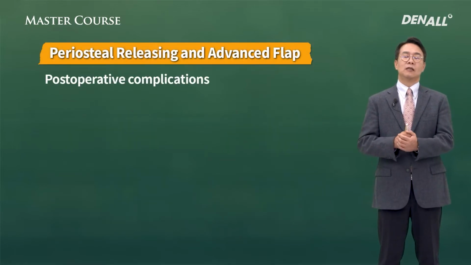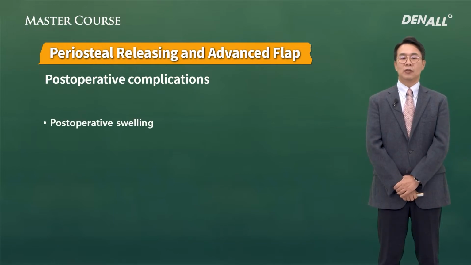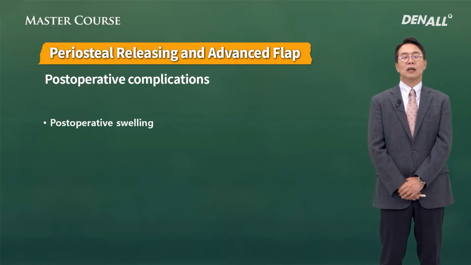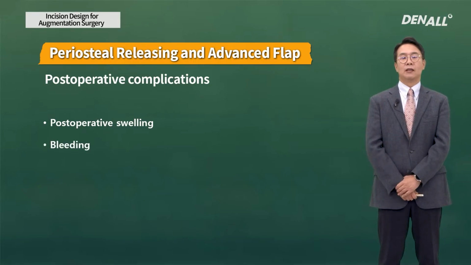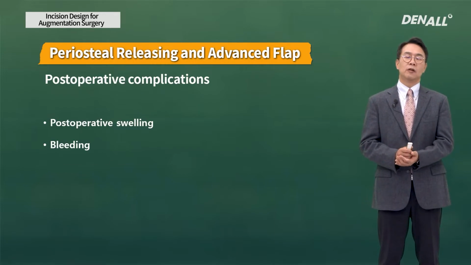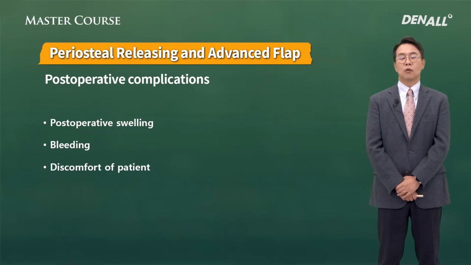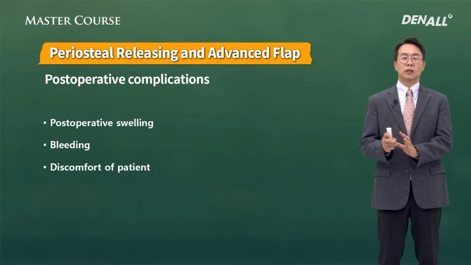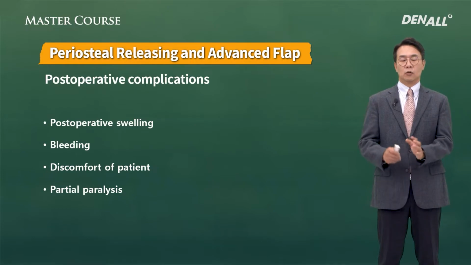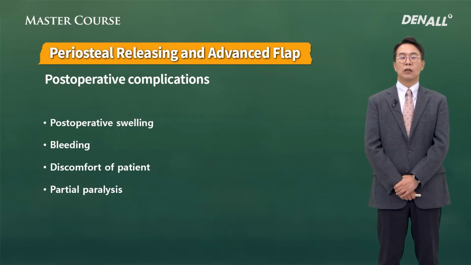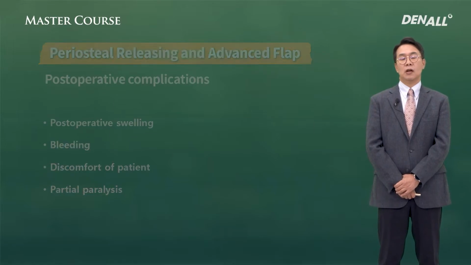The biggest disadvantage of periosteal releasing incision is post-op swelling. As I said before, it causes bleeding. So because of swelling and bleeding, patients can experience discomfort. Hematoma can press down a nerve, resulting in partial paralysis. When swelling or hematoma disappears, things will return to normal. In many cases, various complications can occur.